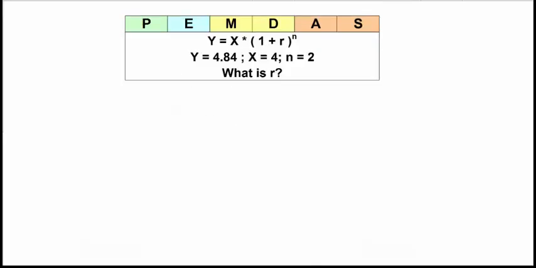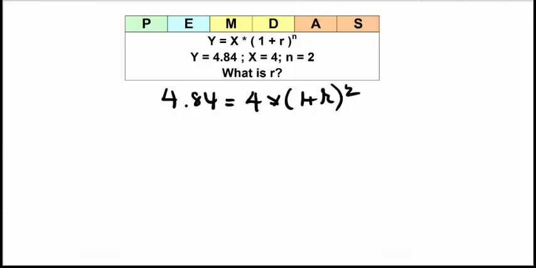Let's look at another example, a little bit more involved. In this case, we're given y is equal to x times 1 plus r quantity raised to the n power. We're given y, we're given x, and we're given n. We're solving for r. The first thing we want to do here is substitute in everything we're given. So we're going to have 4.84 is equal to x, which is 4, times 1 plus r, our variable of interest, squared.